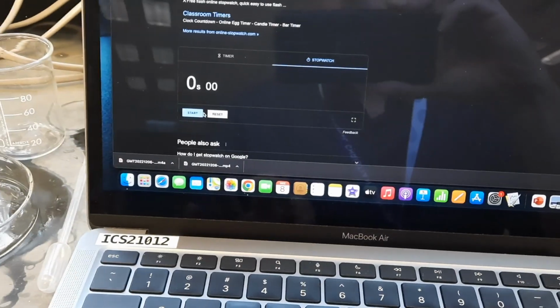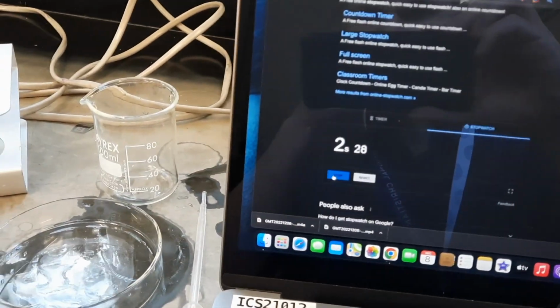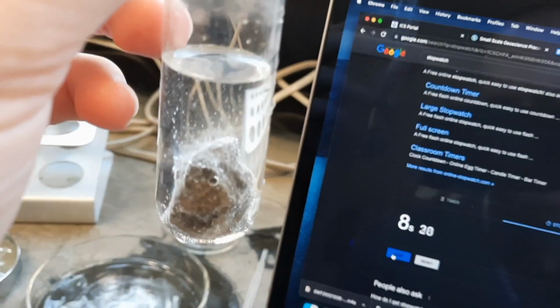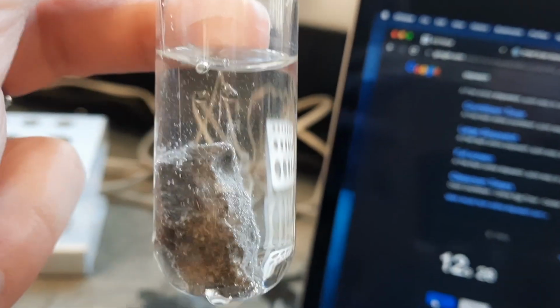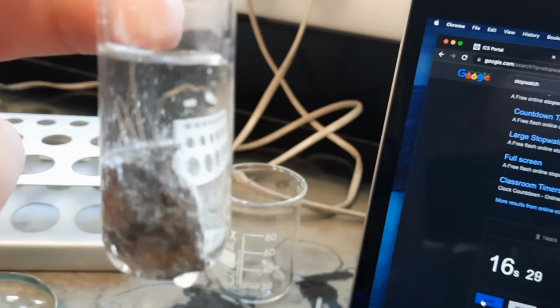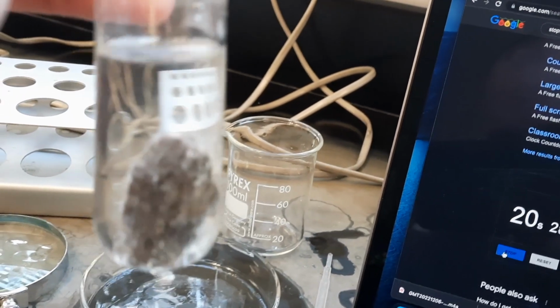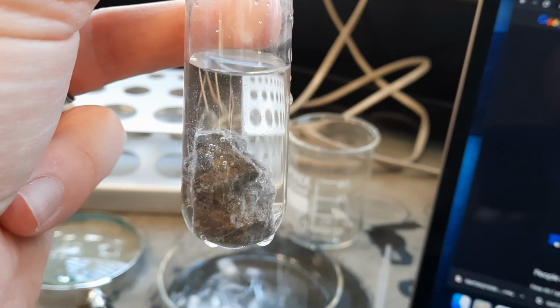So I'm trying to work with one hand here. If I had a partner, I would have started this a bit earlier. But let's take a look here. Ooh, as you can see, we have some bubbles. We have a reaction happening with the acetic acid dissolving the limestone. So let me get a good picture there.